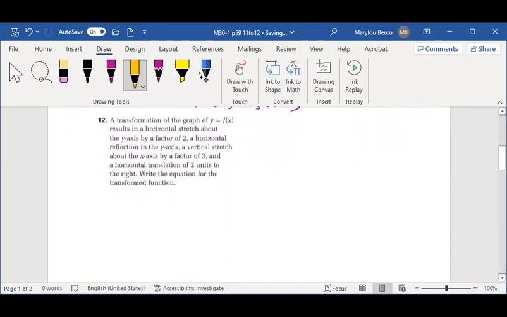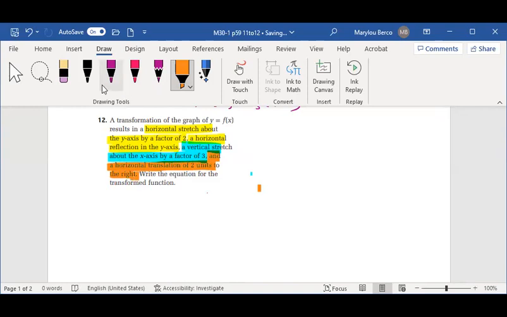Okay, 12. The transformation of the graph y equals f of x results in a horizontal stretch about the y-axis by a factor of 2, a horizontal reflection in the y-axis, a vertical stretch about the x-axis by a factor of 3, and a horizontal translation of 2 units to the right.